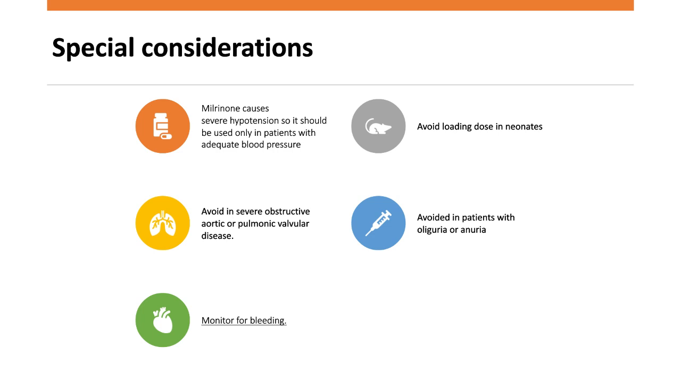Avoid using Milrinone in severe obstructive aortic disease, as Milrinone works on the heart, increasing its contractility, so it cannot be used in aortic obstructive disease. Milrinone is mainly excreted renally, so it cannot be used in oliguric or anuric patients, as Milrinone will not be eliminated in these patients and toxicity may occur.